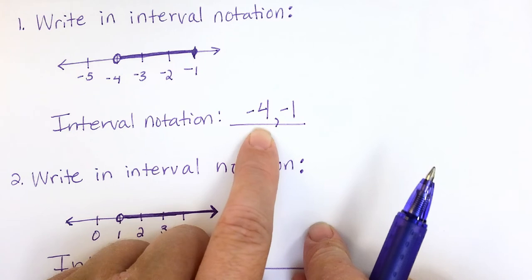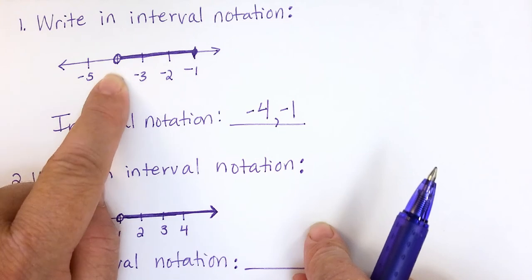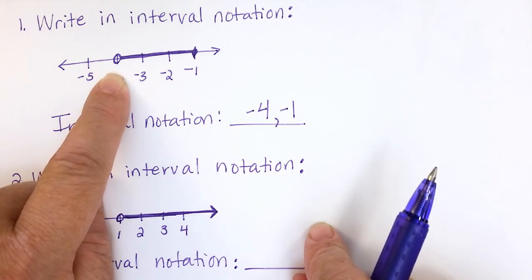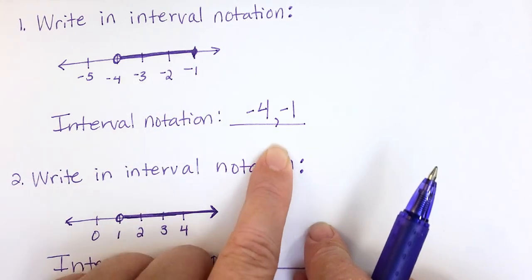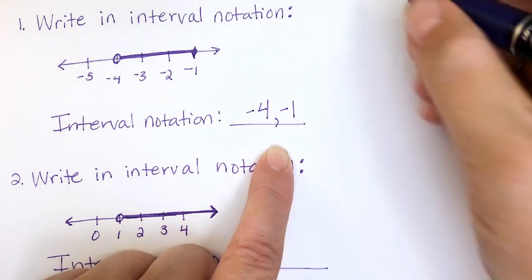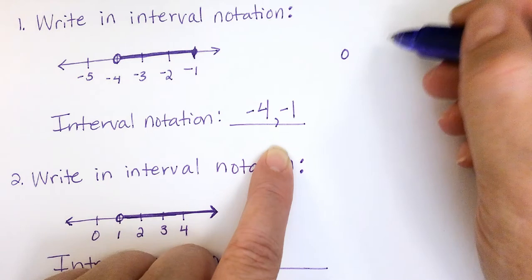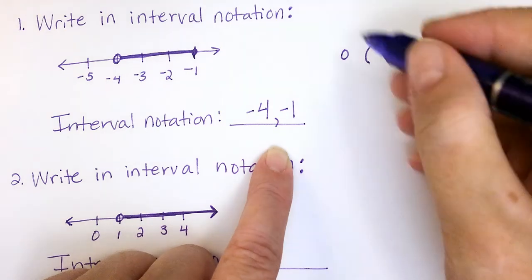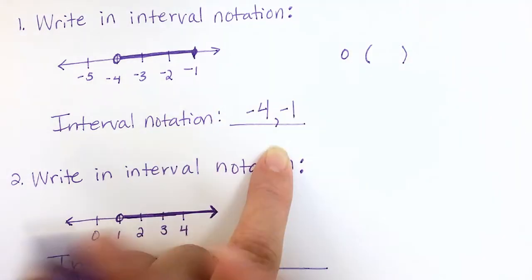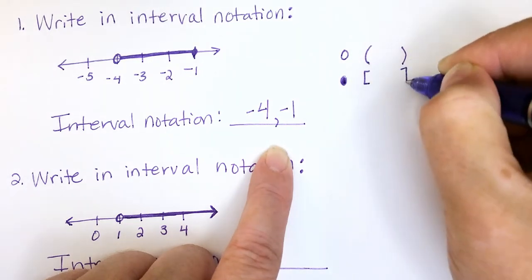But we do need to talk about why these two are different. We have an open circle here, and then here we have a closed circle. We're going to represent that in interval notation using parentheses or brackets. I can give you a little key here. If you have an open circle, you're going to use a parenthesis, either the open or the closed one. You're not using both. You're just going to put it on the side with the number that's represented. If you have a closed circle, you're going to use a bracket.